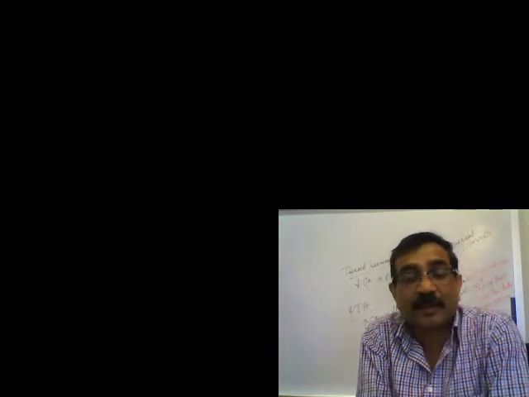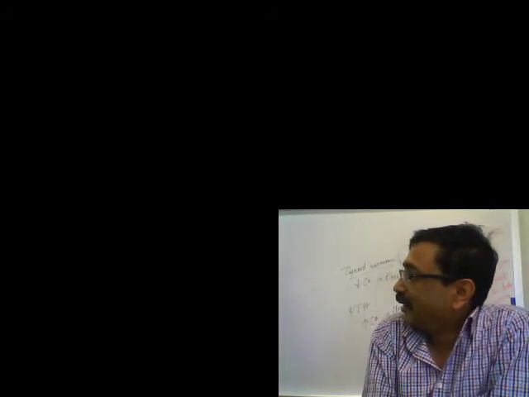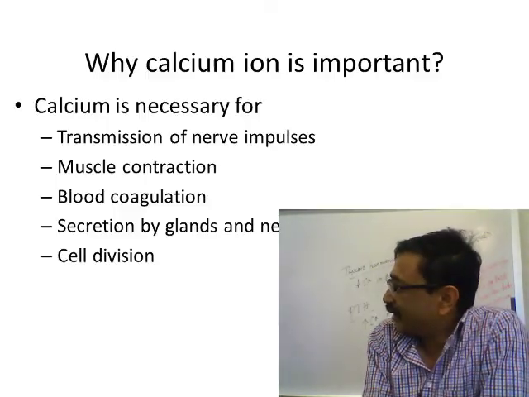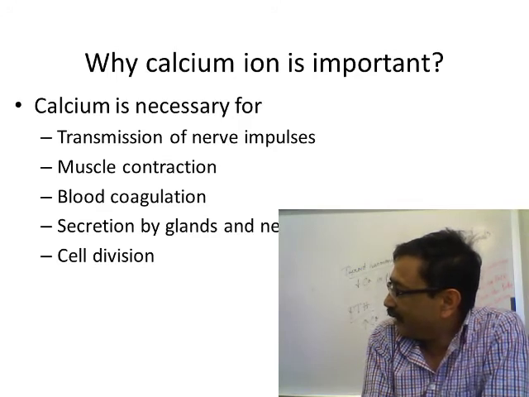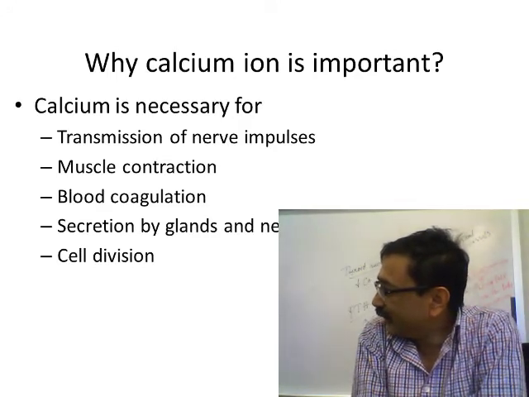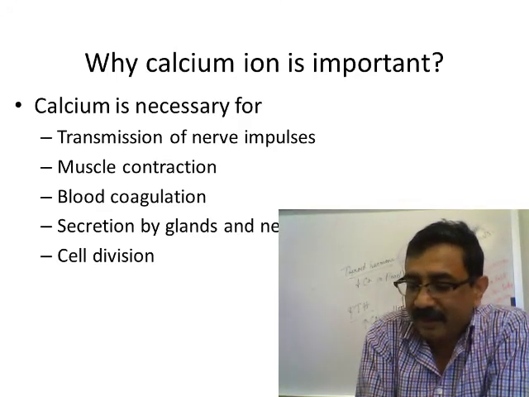Here just know why calcium is important in your body. Calcium is a very important mineral. It helps in nerve signal transmission, muscle contraction, blood clot formation or coagulation, secretion by the glands and nerves, and cell division. All these actions need calcium.